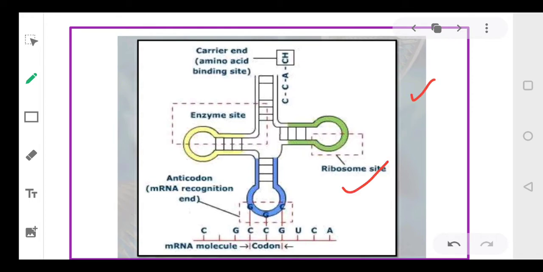This is the site where the ribosome will bind. This is the site where enzymes will bind. This is the site where the amino acid will bind. And this loop is called the anticodon loop, and this loop will read the information which is present on the mRNA. Clear, everyone? So basically it has four sites: the ribosome attachment site, the amino acid attachment site, the anticodon which will read the information present on the mRNA, and the enzyme site. So it has 4 basic parts, and the structure you see is a clover shaped structure. Okay.